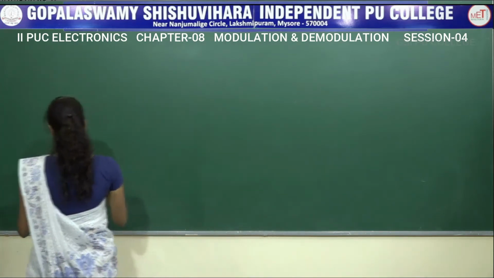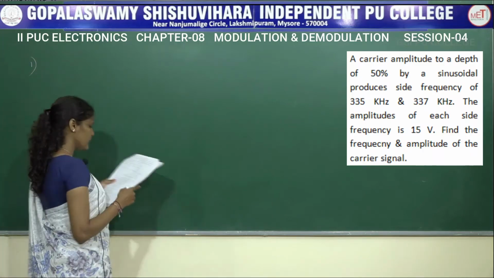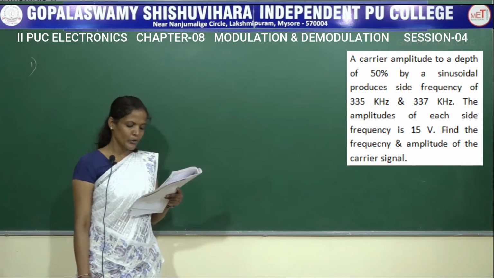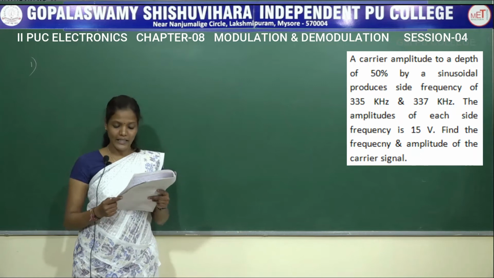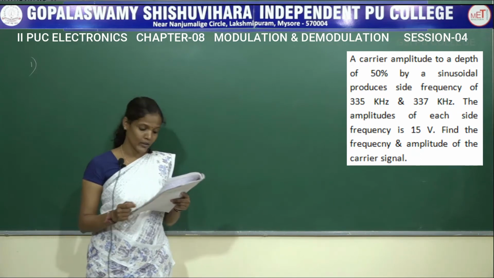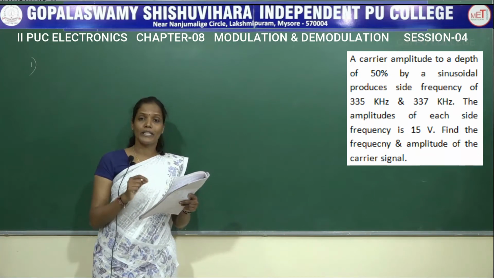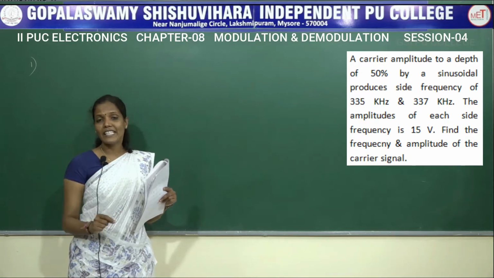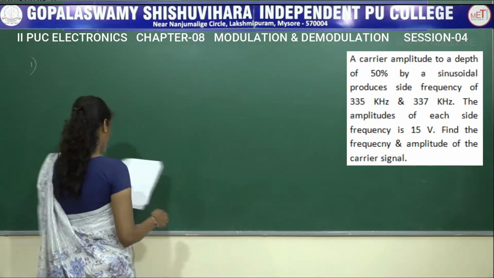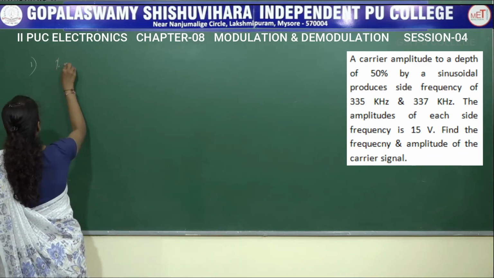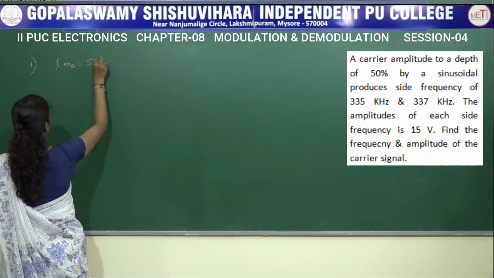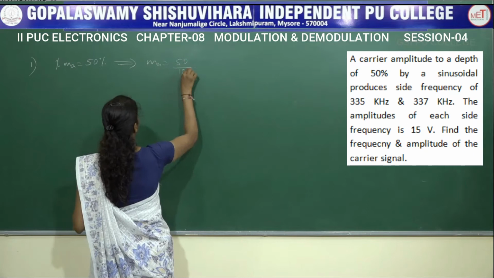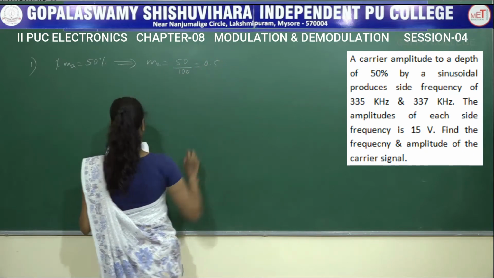Okay. So, the next problem: a carrier is amplitude modulated to a depth of 50% by a sinusoidal signal, which produces side frequencies of 335 kilohertz and 337 kilohertz. Modulated to a depth of 50% is nothing but the modulation index given in percentage. So, percentage MA is equal to 50%. So, MA is equal to 50 divided by 100, which gives me 0.5.